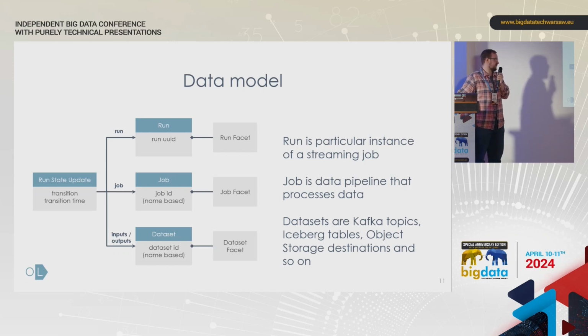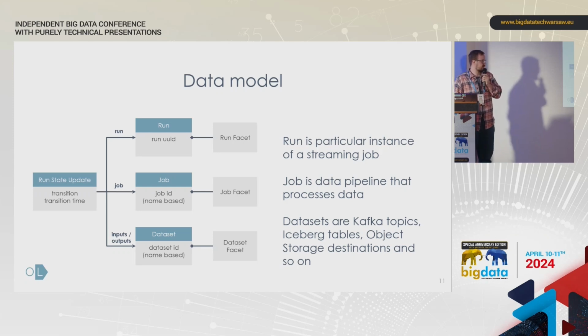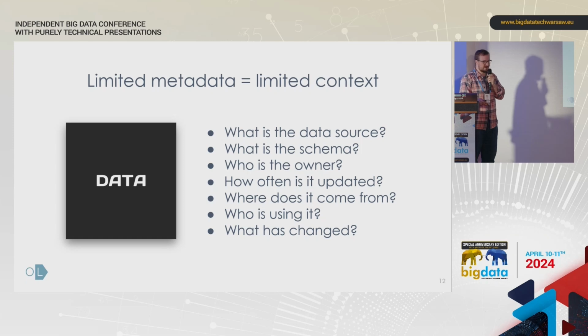And then you have data sets, and data sets are everything that contains data. So Kafka topics, tables, object storage, everything. And then you have an event that translates the state of this particular run and contains all of this data together. So that's OpenLineage. But there's more, and we have a mechanism to extend all of those objects with facets.